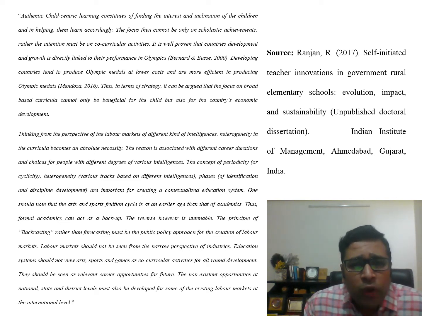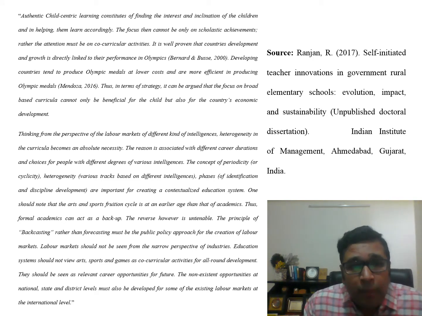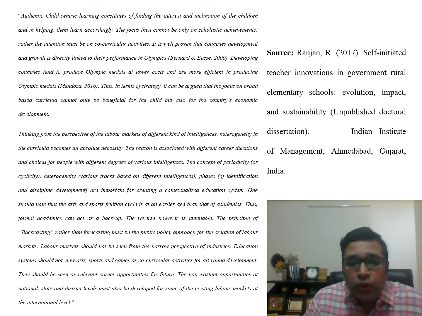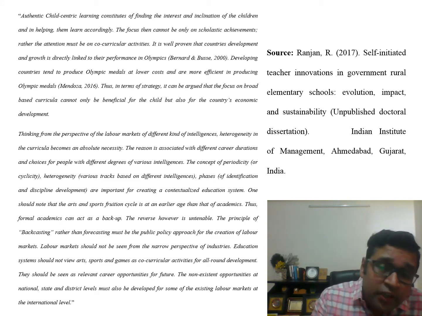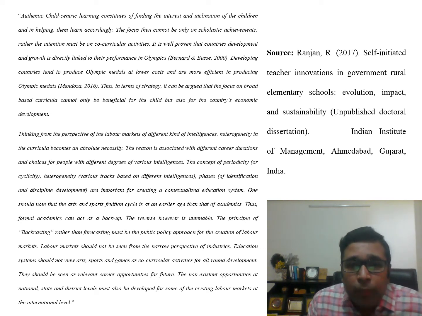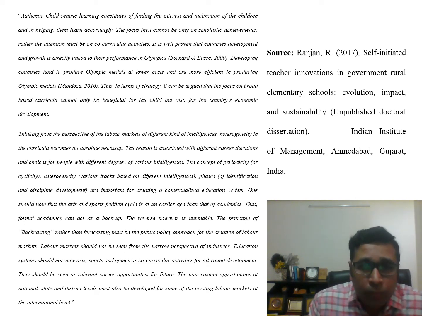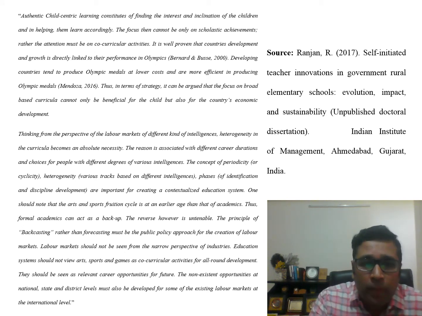The focus then cannot be on scholastic achievements; rather, the attention must be on co-curricular activities. It is well proven that countries' development and growth is directly linked to performance in the Olympics. Developing countries tend to produce Olympic medals at a lower cost. So, not only does economic growth increase, but also the efficiency of economic growth increases by way of diversifying the career options. Thus, in terms of strategy, it can be argued that a focus on broad-based curricula can be beneficial not only for the child but also for countries' economic development.